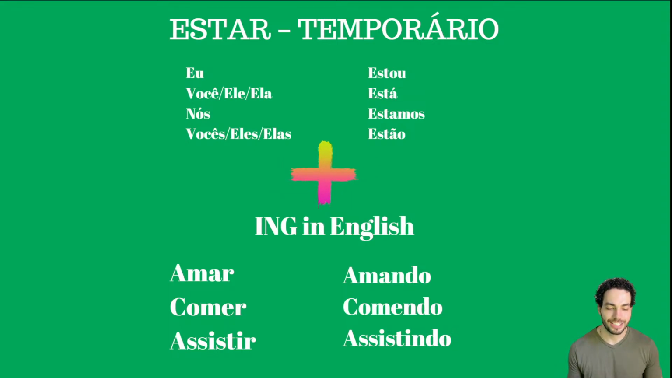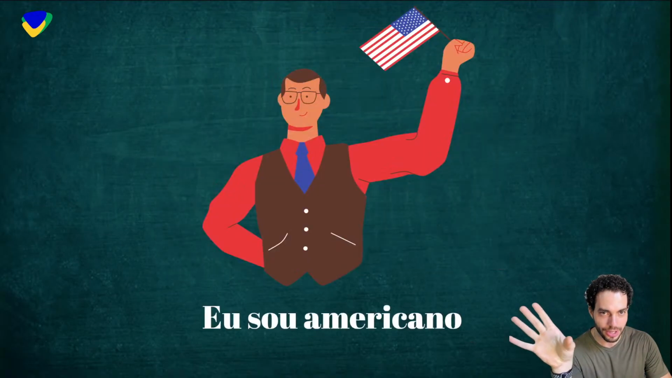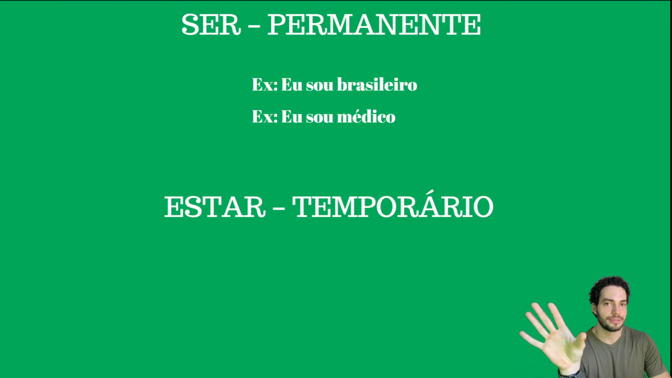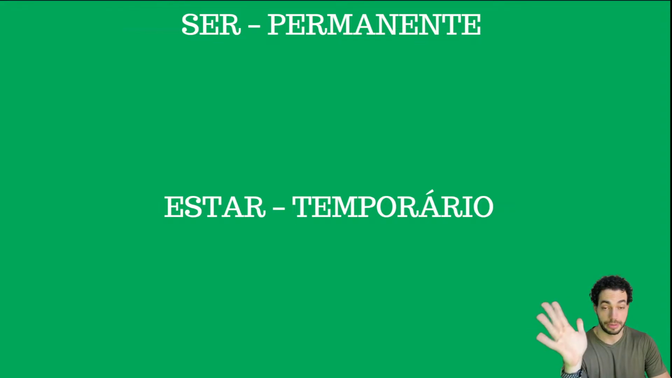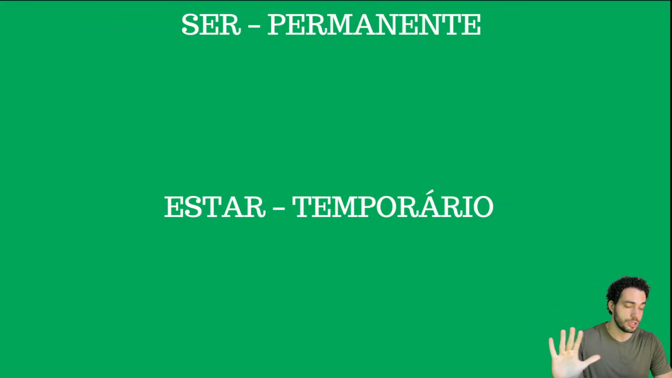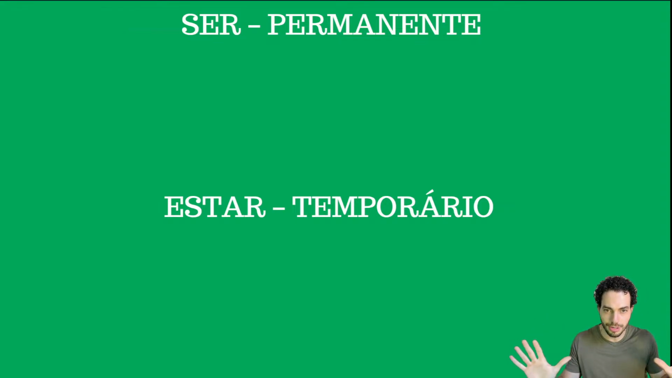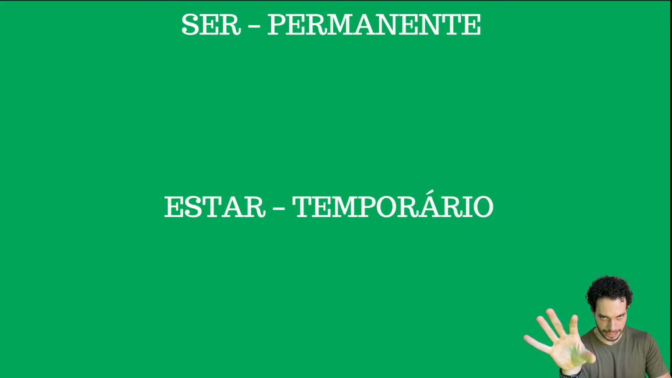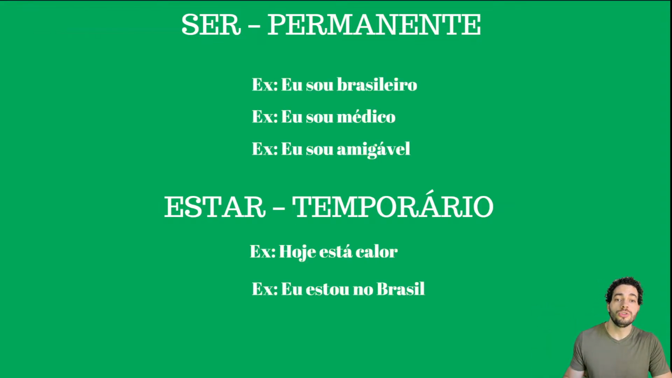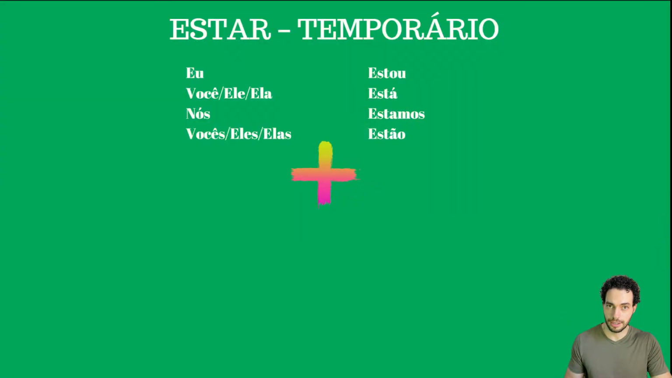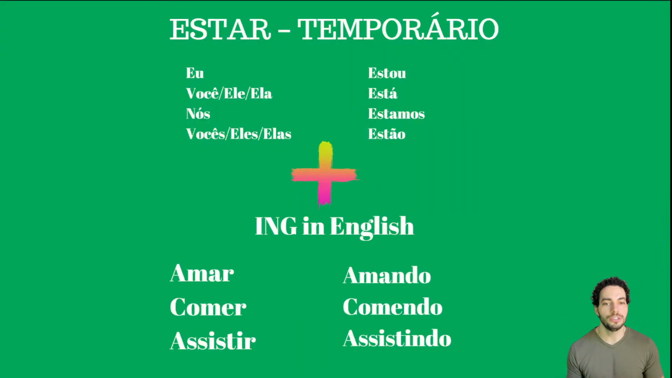So, guys, focus now. What you have seen, you need to know just this. Ser for permanent situations, estar for temporary situations. This is the first thing that you need to remember, and this is the most important thing about what you're going to see today. As soon as you learn this, that ser is for permanent situations and estar for temporary, you're going to see that you can combine estar with these verbs, amar, comer, assistir, and using the present continuous in English.